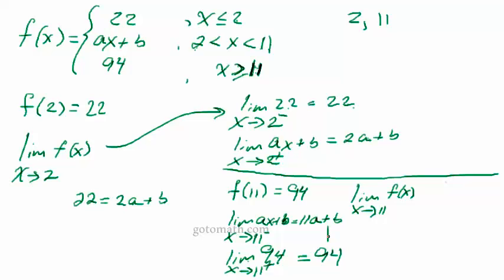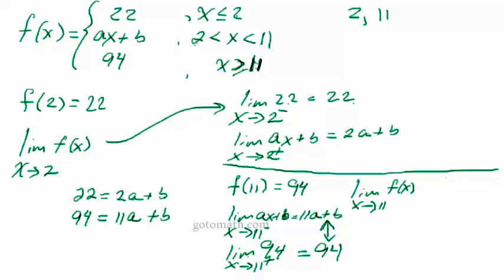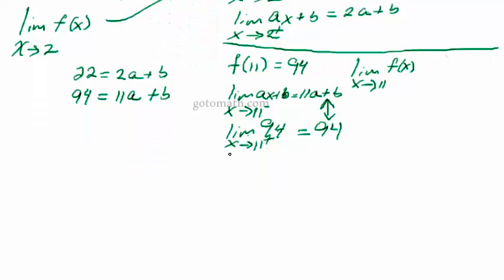And now we have to set these two equal to each other, and we'll do that right here, and we'll say 94 is equal to 11a plus b. So now we have two equations and two unknowns, and we can solve for a and b. Okay, now we won't get fancy with this, like put it into a matrix or something and find the inverse and all that.